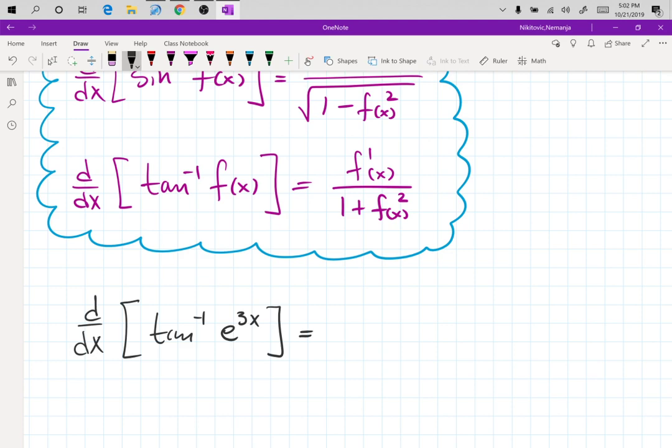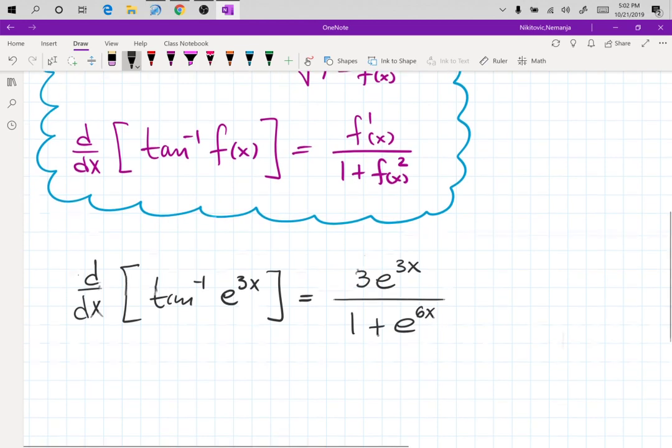Okay, so what do we have? Well, first in the denominator, we have 1 plus, and now f of x is e to the 3x, so e to the 6x, right? Because e to the 3x squared is going to be 3x times 2, which is 6x. And now the derivative of e to the 3x is 3e to the 3x. And that's it. That's all it is.